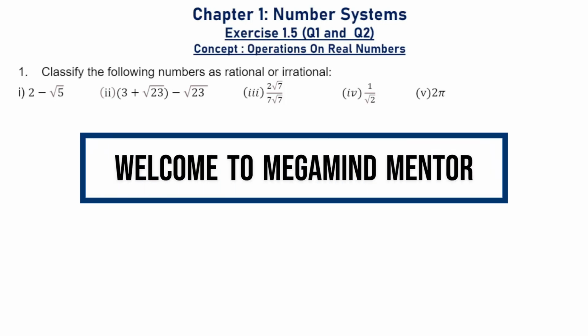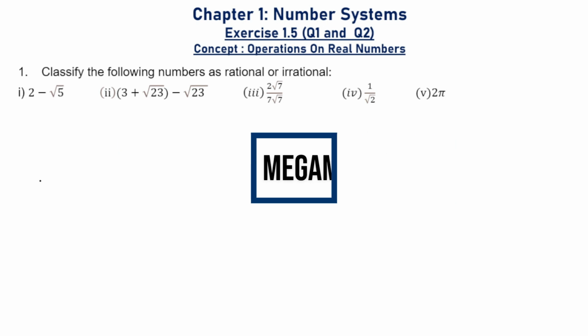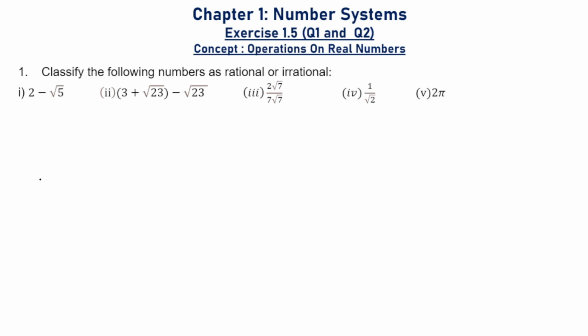I am Honey. In this video, we are going to do exercise 1.5 question number 1 and question number 2 of chapter 1 number systems. Now let us get started. Question number 1 says classify the following numbers as rational or irrational.